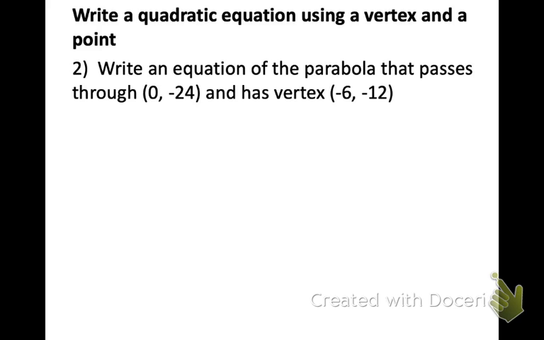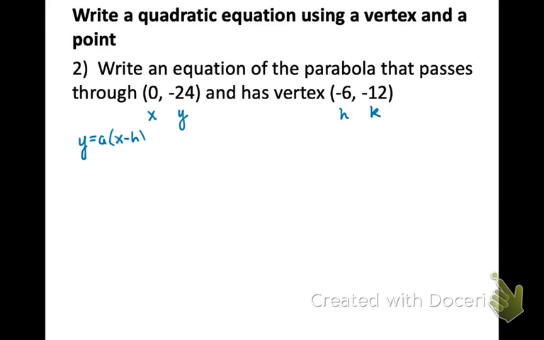Number 2, we're going to do the same thing again. We're going to use a given vertex and a point. We're going to write an equation of a parabola that's passing through the point (0, negative 24) and has a vertex of (negative 6, 12). So label those two, x and y, and then the vertex h and k.